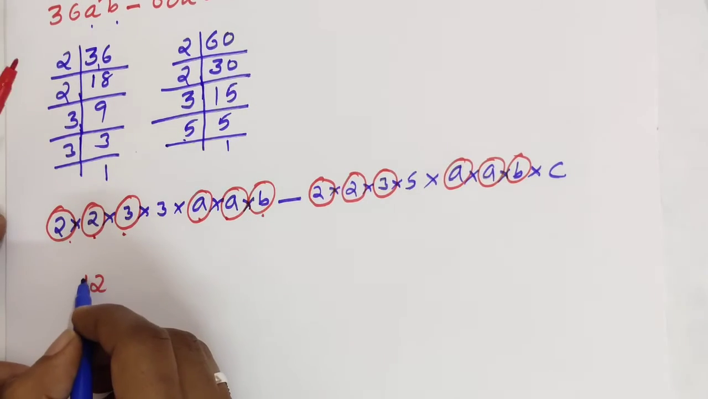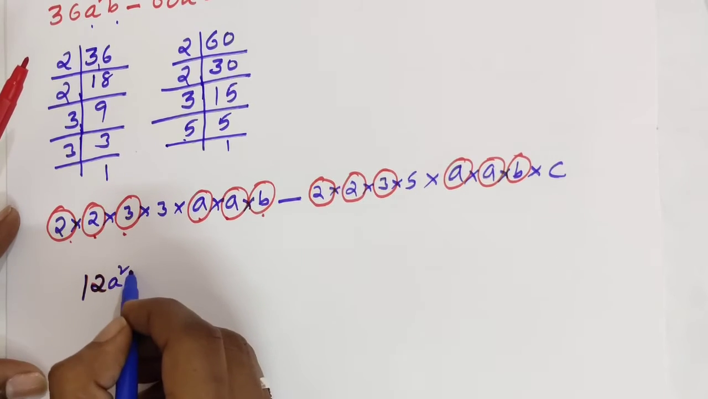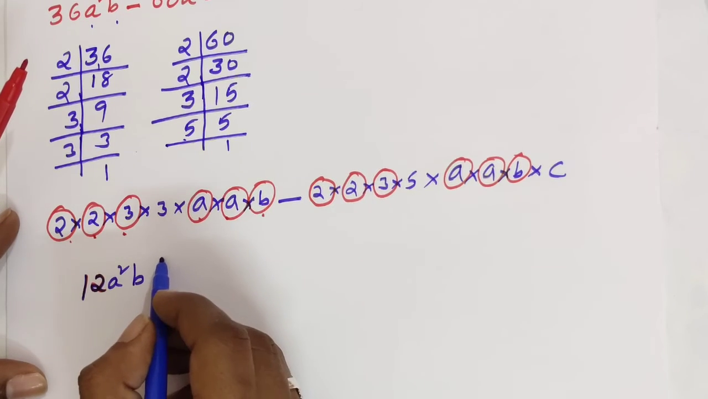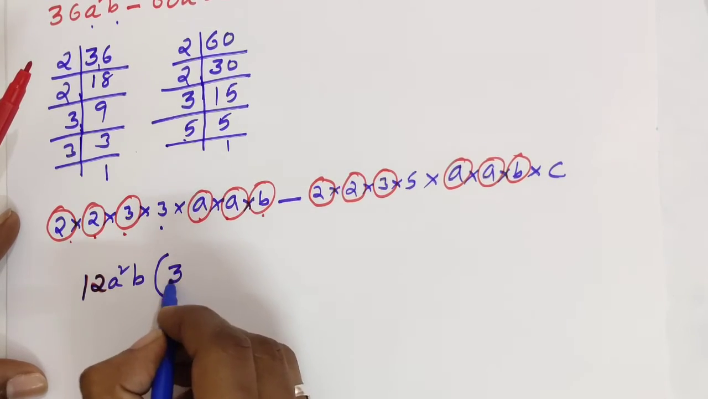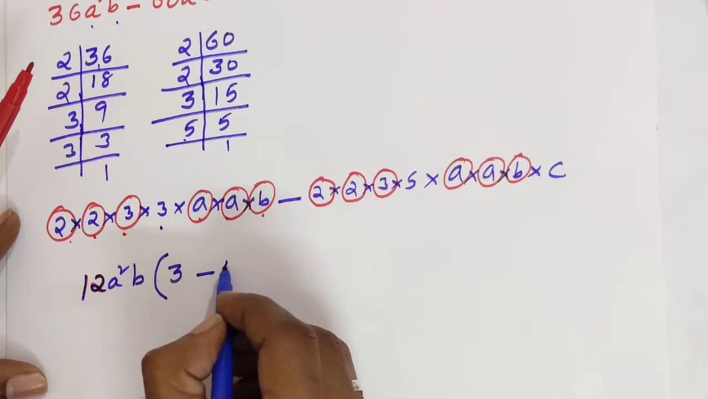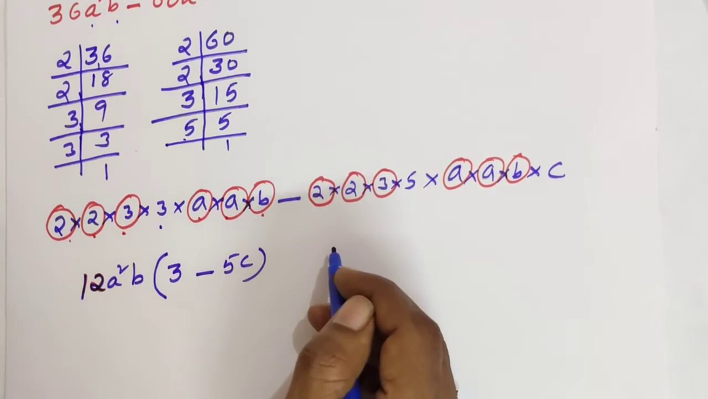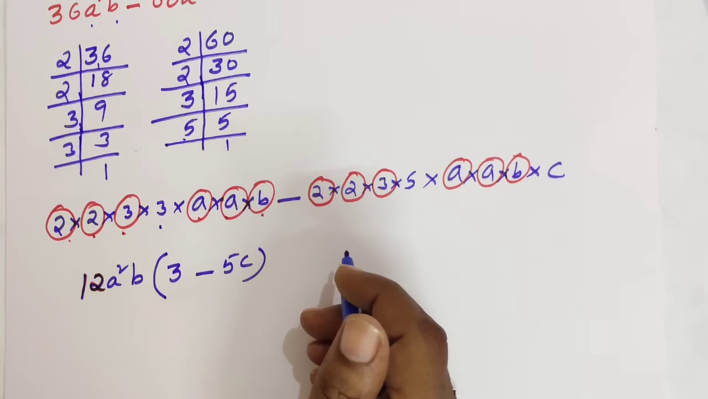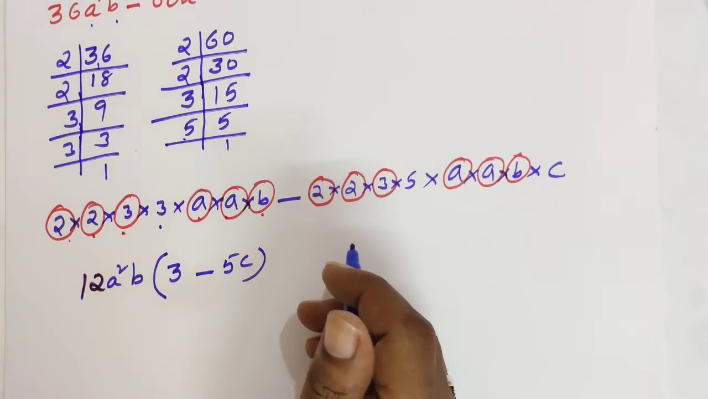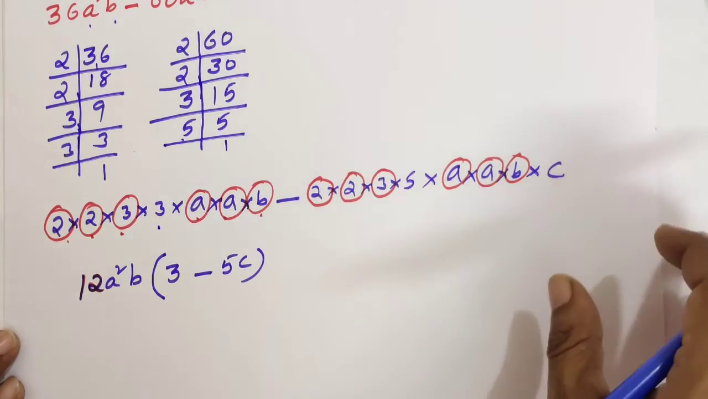12 a square b is a common factor. So take it outside. The remaining term in the first one is 3, minus, in the next one is 5c. So this is one of the ways to factorize the given expressions.